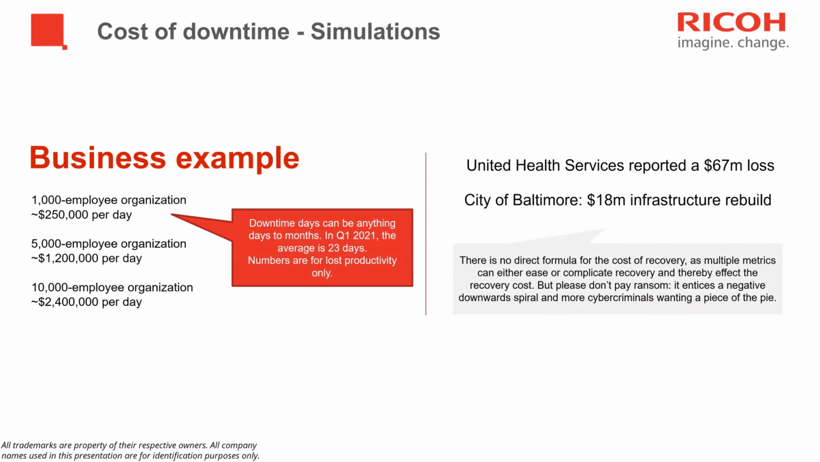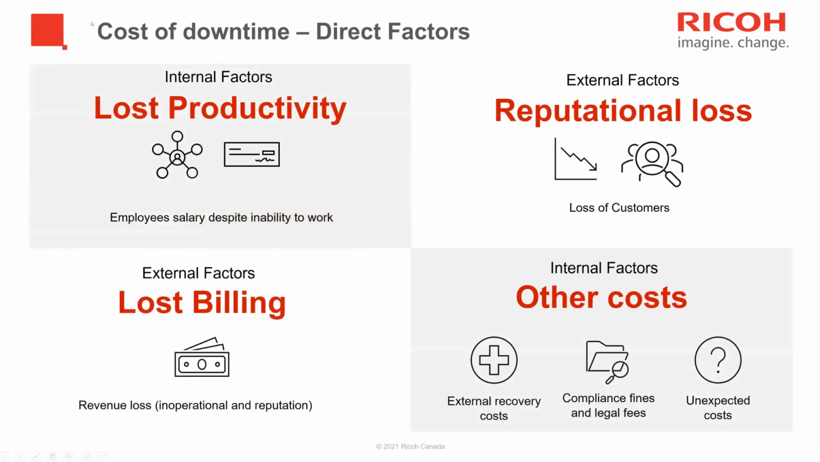Outside of that, you can see a couple of other examples for businesses. So 1,000 employees is roughly 250,000 per day. They're down 1.2 million for 5,000 employees and 2.4 for 10. Outside of that, there's many other costs that needs to be considered. City of Baltimore, for instance, had to do a complete infrastructure rebuild at $18 million. But lost productivity, reputational losses, lost billing, other costs, you may need to call in external consultants can add to the cost as well.